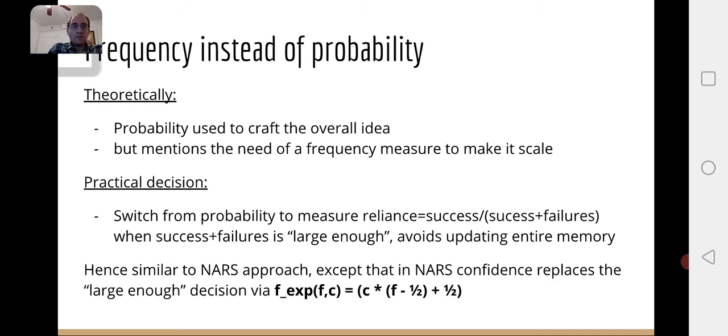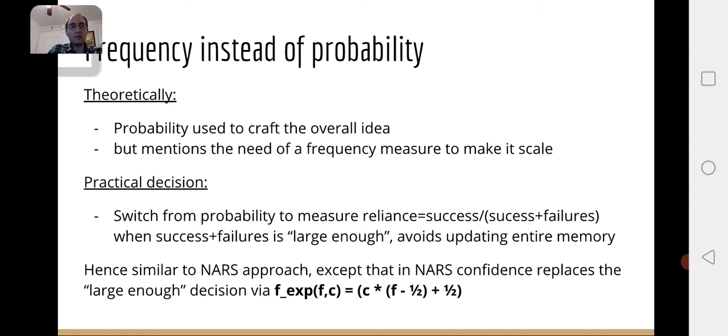Interestingly, Thrasher noticed an issue with using probability. He noticed, while probability is a good candidate to draft the overall idea, it's not really practical, it's not good to make it scale, because if you adjust the probability, you also have to adjust others so that probability axioms are not violated. For instance, that the sum of the probability sums up to 1. And so he noticed this is not really practical.